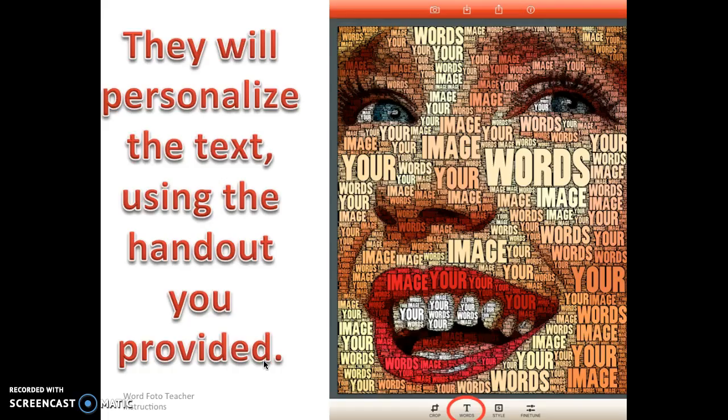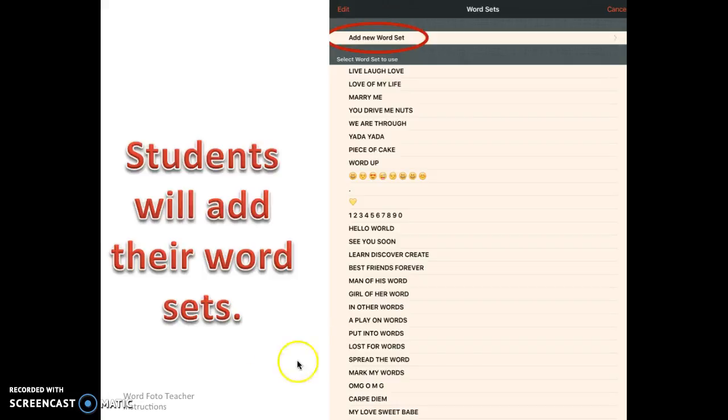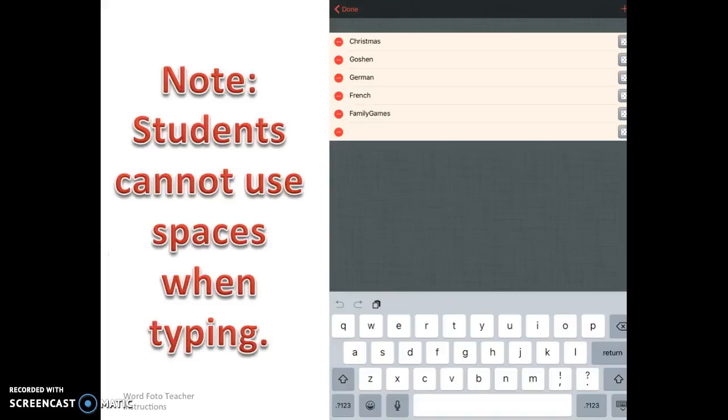They will personalize the text using the handout that you provided, and they will do that by going to the bottom of their screen on the app and clicking on the capital letter T that says Words. They will click on Add New Word Set, and they will type in the list of words that they created on that handout. Note, students cannot use spaces when typing.